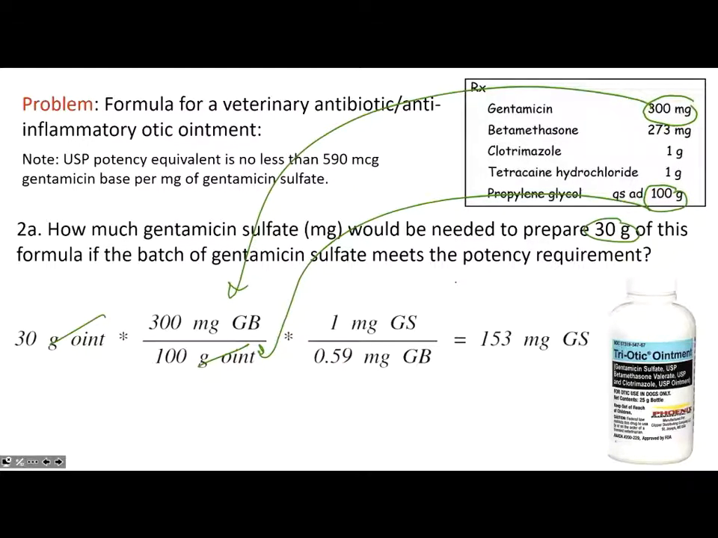Is everyone okay where that came from? Kind of the first step. Clearly the amount of gentamicin will be determined by the amount of ointment I'm making, so start with my 30 grams of ointment, and all I've done is look at the formula. The formula is for the pure gentamicin base, not the sulfate. So now I'm in gentamicin base.